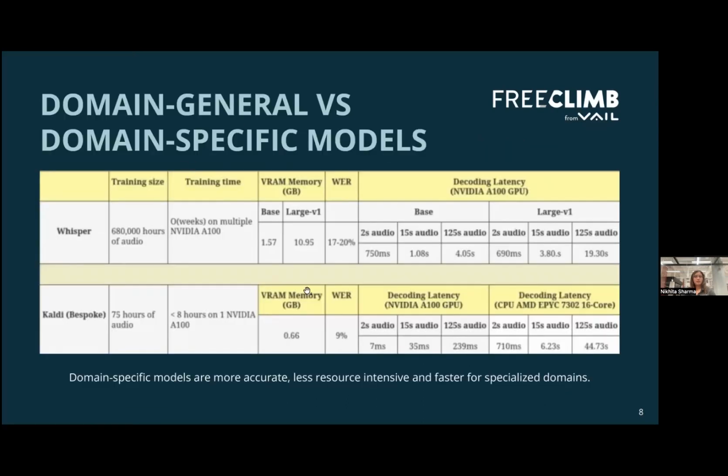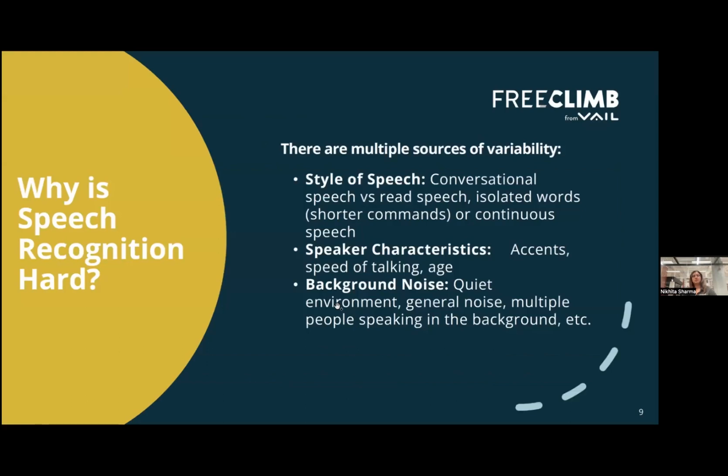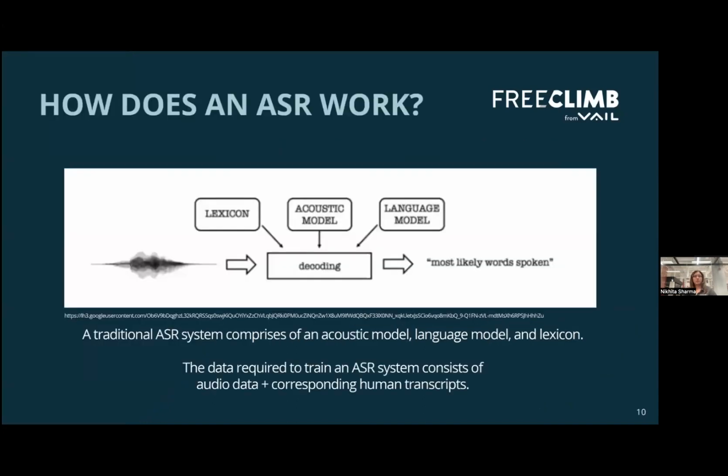There is a question of why this word error rate is high and why speech recognition is hard in general. There are a bunch of reasons for that. It's a difficult problem to solve because a lot of the time the audio can be recorded in different ways. It can be conversational speech, it can be read speech. There's also variation in the speakers: accents, speed of talking, age of the speaker, all of that affects speech recognition and causes variability. There's also background noise and its impact on speech recognition. If you train on mostly quiet environment data, you will struggle with decoding in noisy environments. So let's dive into how ASRs work. After that, we'll dive into the bespoke model training.